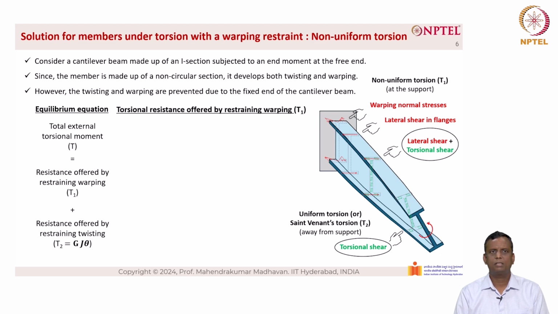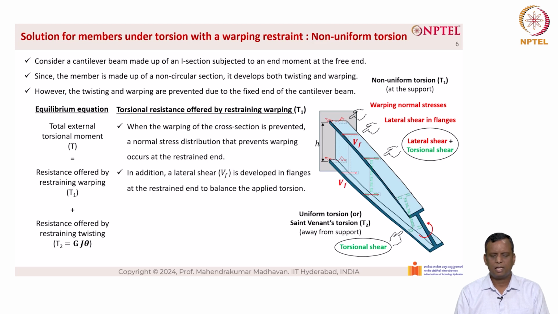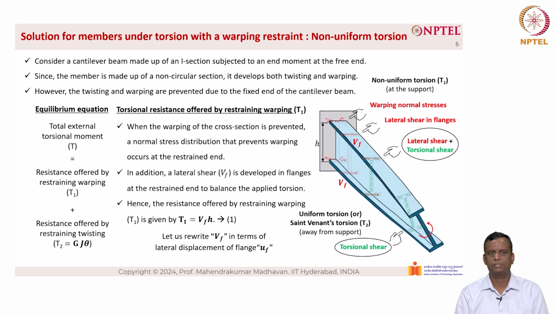Now let's look at the torsional resistance offered by restraining warping, T1. When the warping of the cross-section is prevented, a normal stress distribution that prevents warping occurs at the restrained end. In addition, a lateral shear V_F is developed in the flanges at the restrained end to balance the applied torsion. Hence, the resistance offered by restraining warping, T1, is given as T1 equal to V_F times h. Now, let's rewrite V_F in terms of lateral displacement of the flange, u_F.